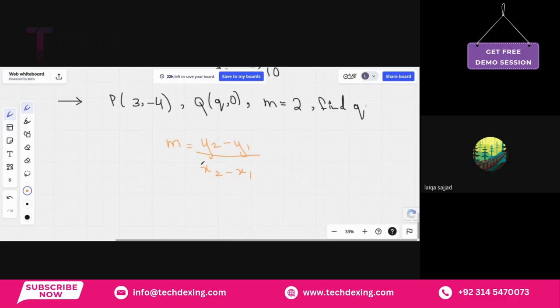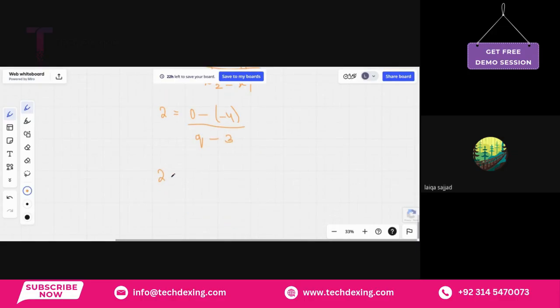So we know that the gradient is 2. It will be 2 equals y2, which is 0, minus, it is negative 4. X2 is the x coordinate of the second point, which is Q. Then you subtract the x coordinate of the first point, which is 3. So it will become 2 equals 0 plus 4 divided by Q minus 3.